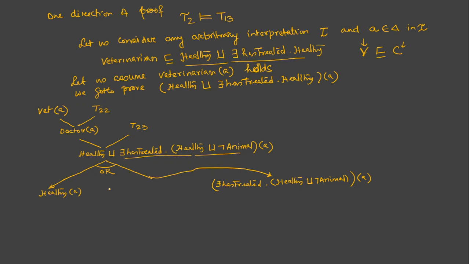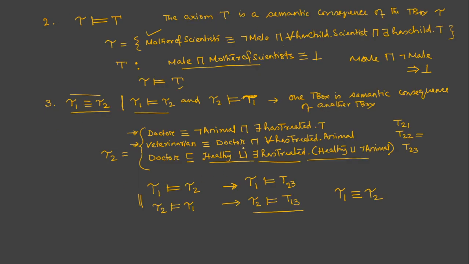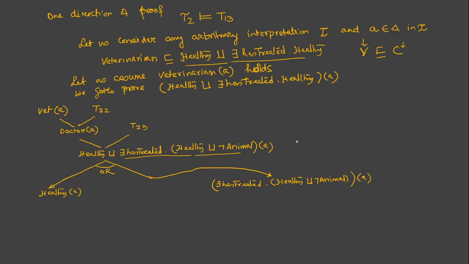So if we look at T22, let us go to T22 and try to combine that with veterinarian, right? Now if veterinarian A is true, then A is a doctor, which we have already considered, and also A is a member of has treated animal, right? That is what we can get. We are trying to combine vet A, which we have asserted to be true earlier, with T22. And from this we can obtain this, and also that A is a member of for all has treated animal.